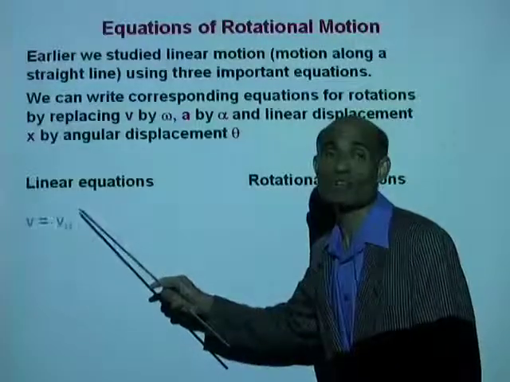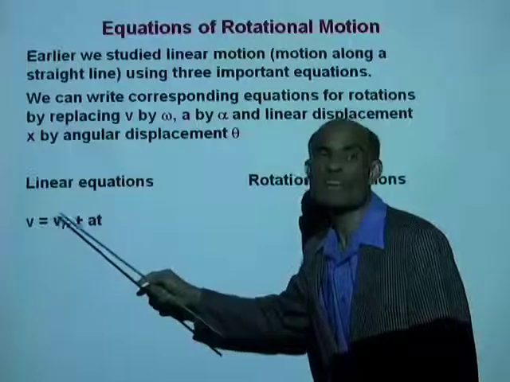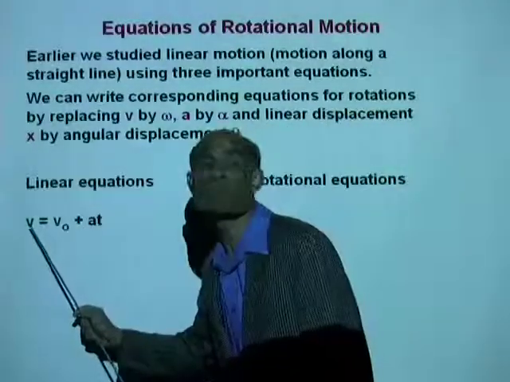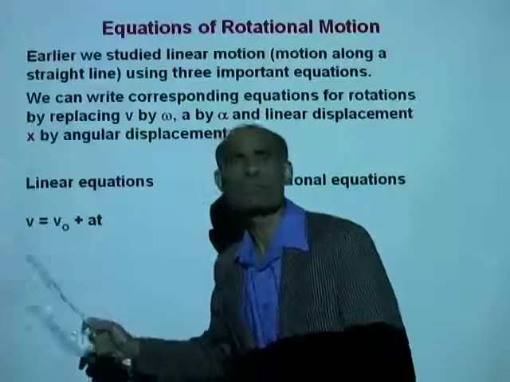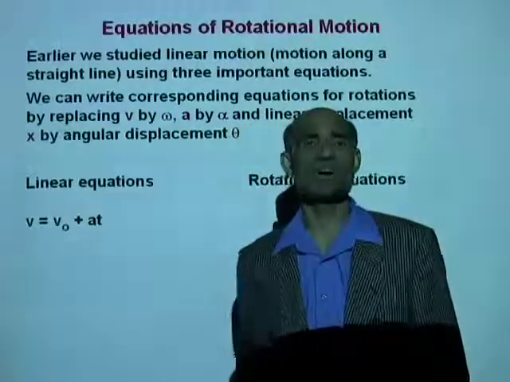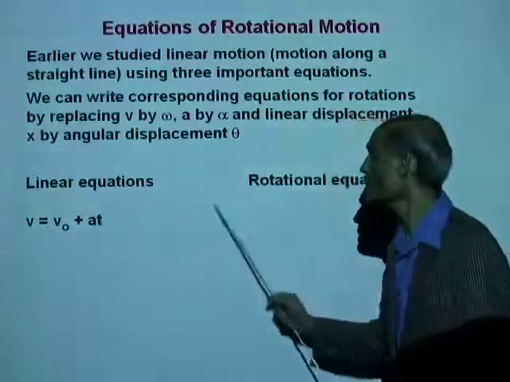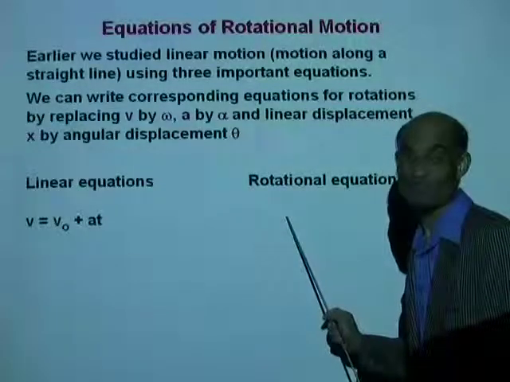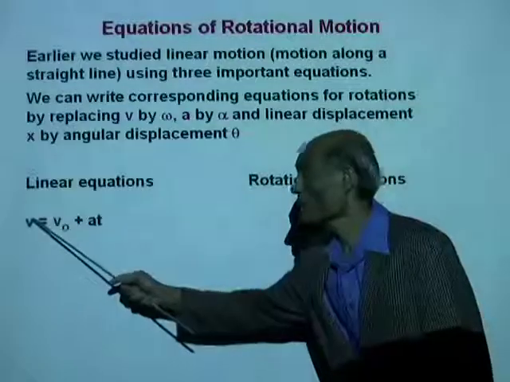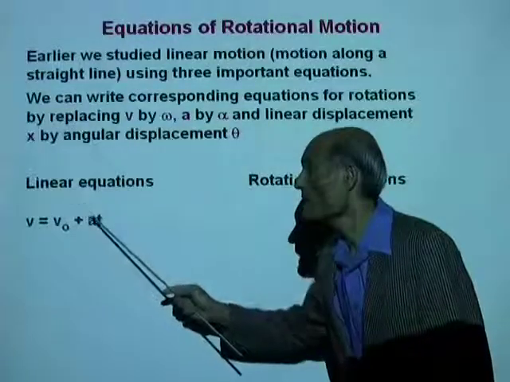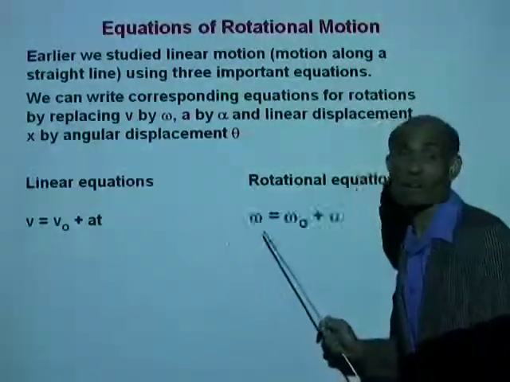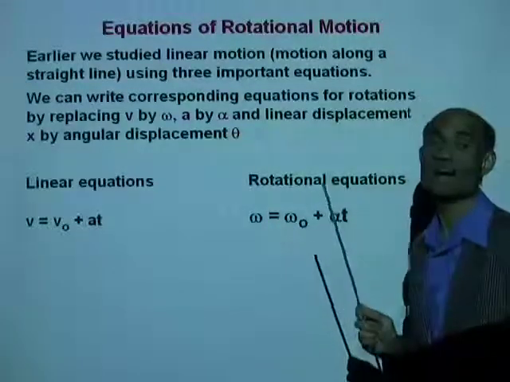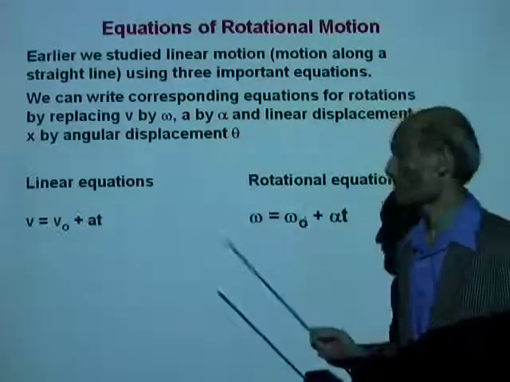Linear equations. We've got v equal to v0 plus at. In place of vf, I simply wrote v, velocity at any given time. Tell me, what is the corresponding rotational equation? Well, simple, replace v by omega, a by alpha. We get omega equal to omega 0 plus alpha t.